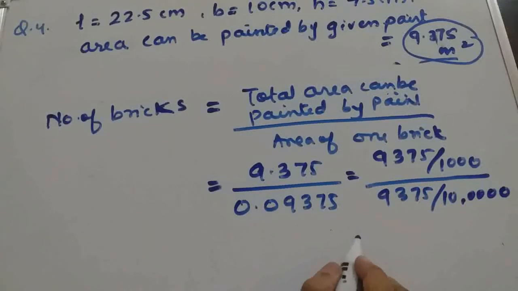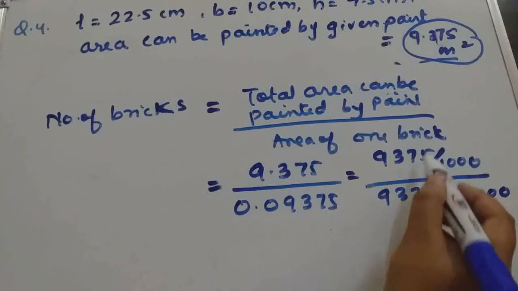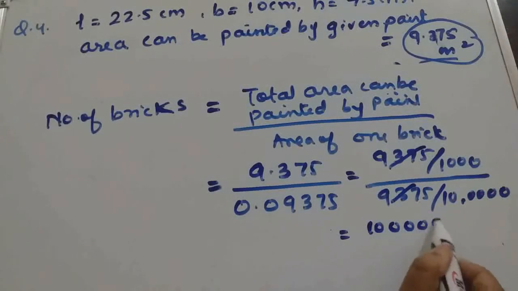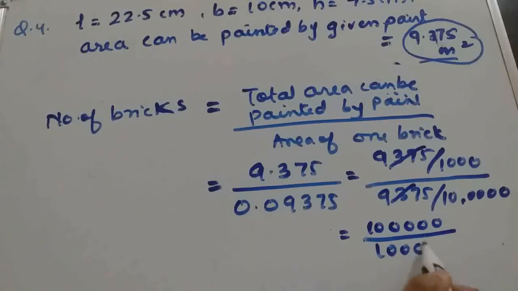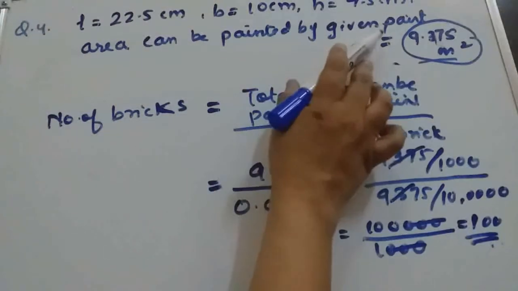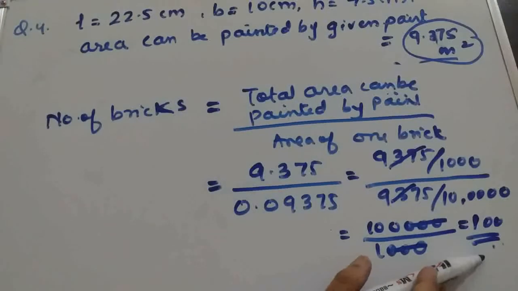So now this will go, and 1 lakh divided by 1000, 3 zeros will go, you will be left with 100. So how many bricks can we paint using this given paint? 100 such bricks.